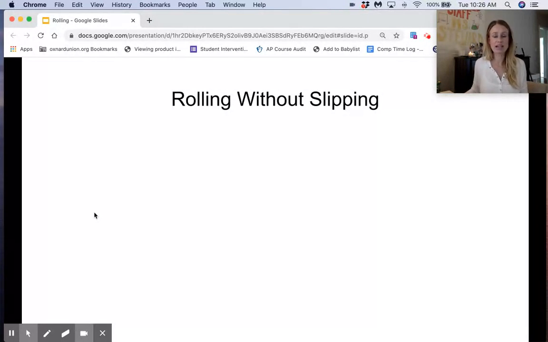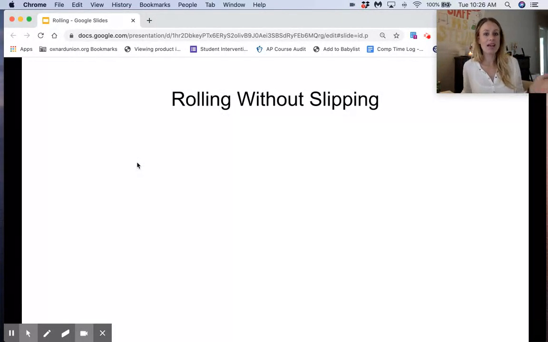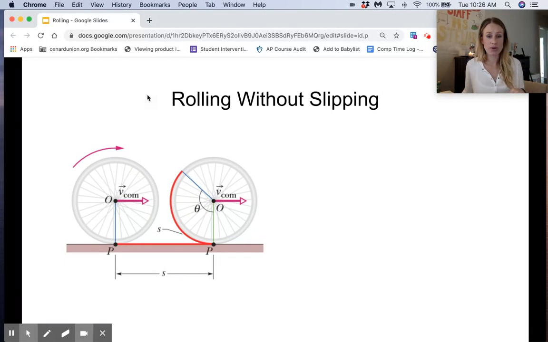We'll talk about that later. Or if we're not accelerating, we actually don't have a friction force. But what this means is that the wheels are not slipping in place. Okay, pretty self-explanatory. So here we have a wheel. It's translating and rotating at the same time, which is what rolling is.